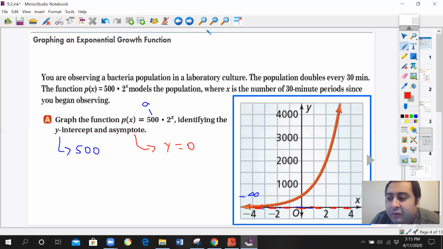Again, this is just information from the last lesson on 9.1. So if you're still having a little bit of trouble, go ahead and go back and review it.